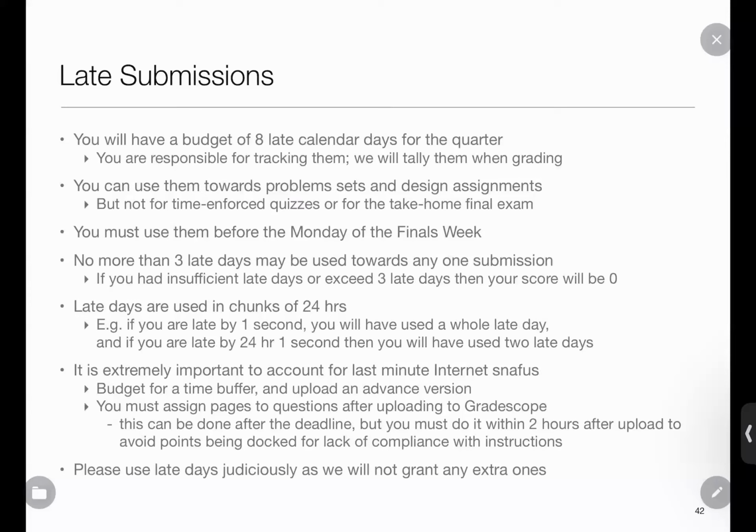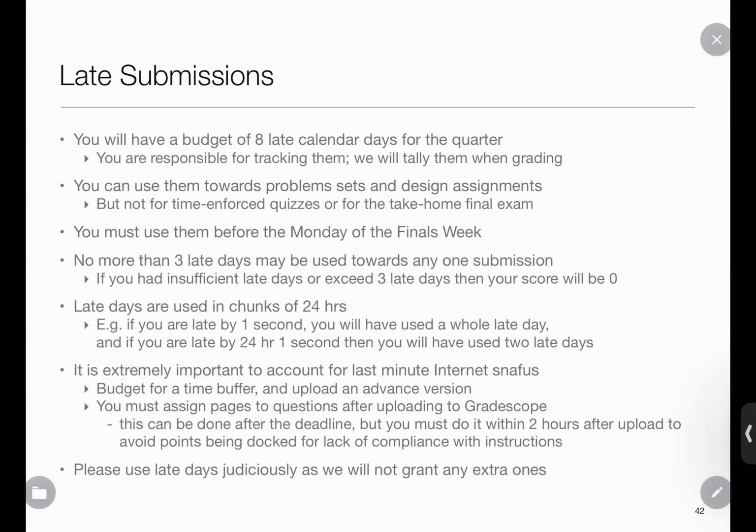You can use them towards problem sets and design assignments. You cannot use them for quizzes or for the final. You must use them before the Monday of the finals week. For example, let's say a problem set was due Friday of the last week of classes. You cannot say, hey, I want to now take it on the Monday of the finals week. That's not allowed. You have to finish it by Sunday.